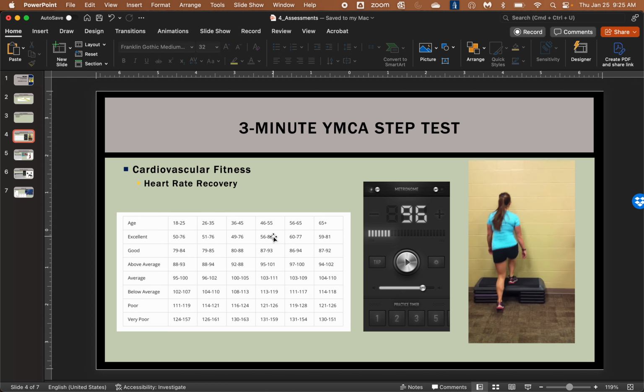So the 3-minute YMCA step test is a great measure for cardiovascular fitness. Having to step up and down with your full body weight really does crank up your heart rate a little bit, and it's going to get you a good idea of how quickly your heart rate will recover after that type of exercise.